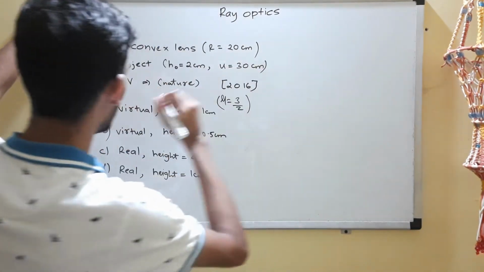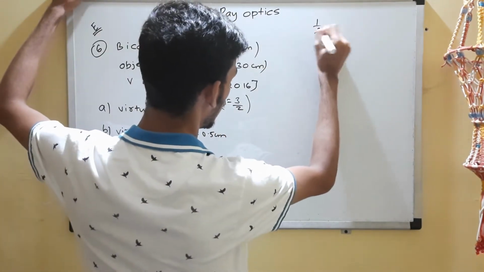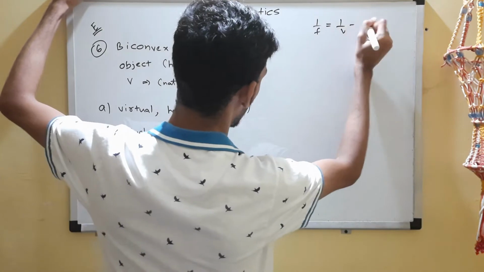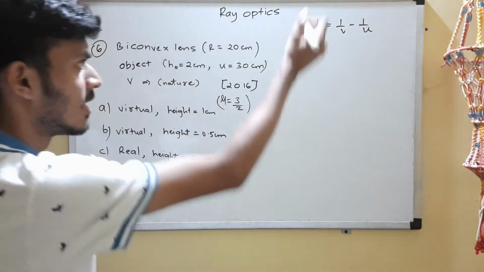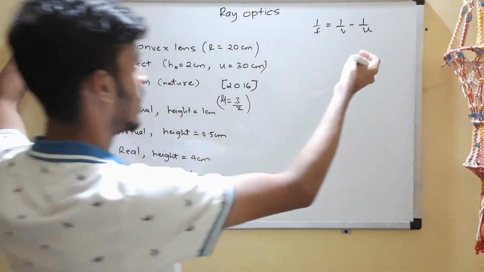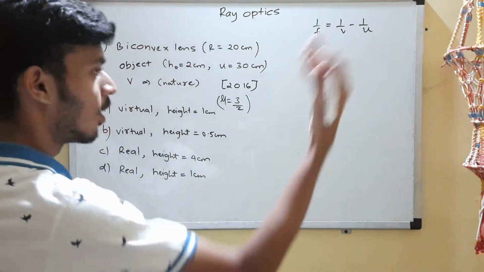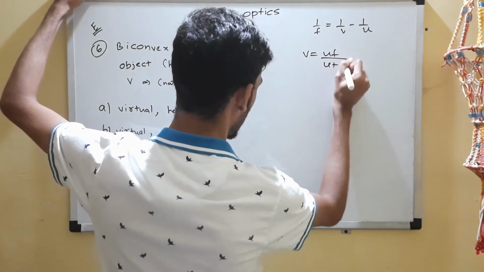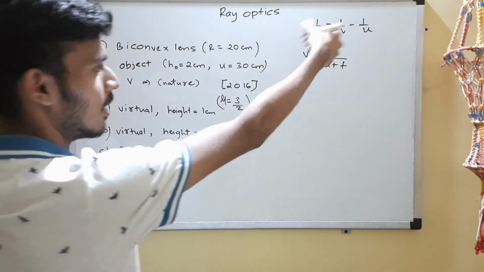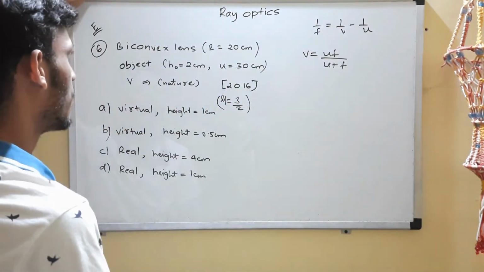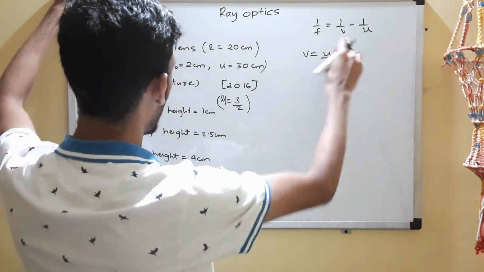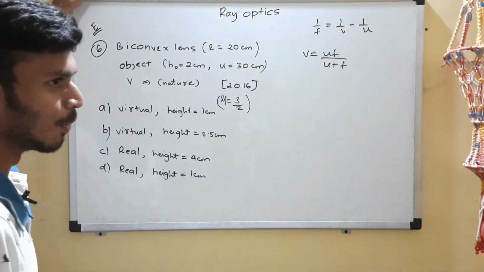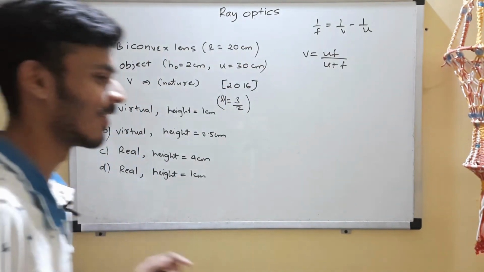Okay, so the first thing we are supposed to find is v, okay? So we can find v by using this formula, right? This is the lens formula. 1/f is equal to 1/v minus 1/u, or the intellectuals can use v is equal to uf/(u+f), okay? Just made v the subject from here, okay? So now what is the value of f? f is 20/2, is it? No, it's not, okay?